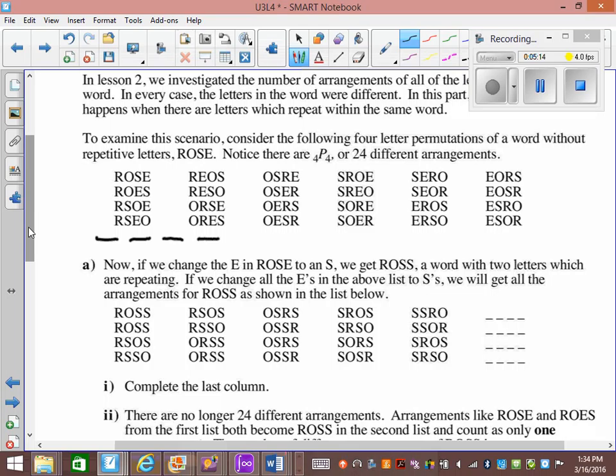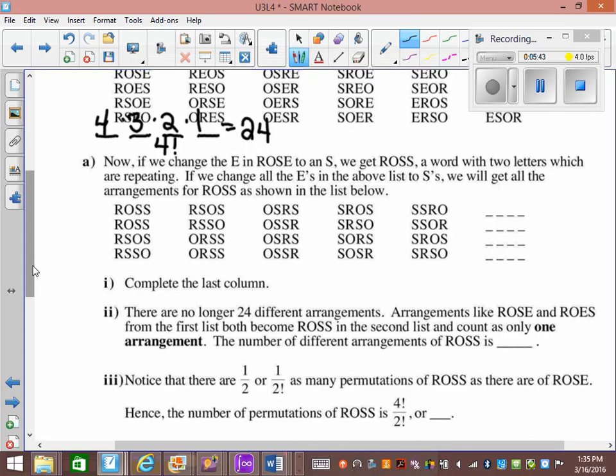Well, for the first blank, how many letters do I have? R, O, S, and E, right? So I'd have 4. Then for the second blank, how many letters would I have? 3. So there's 24 of them, which up here there's 24 as well. And that's what we did in the past. If you just rearrange the one word, 4 factorial is 24 as well. But now we're going to change the E in rose to S.